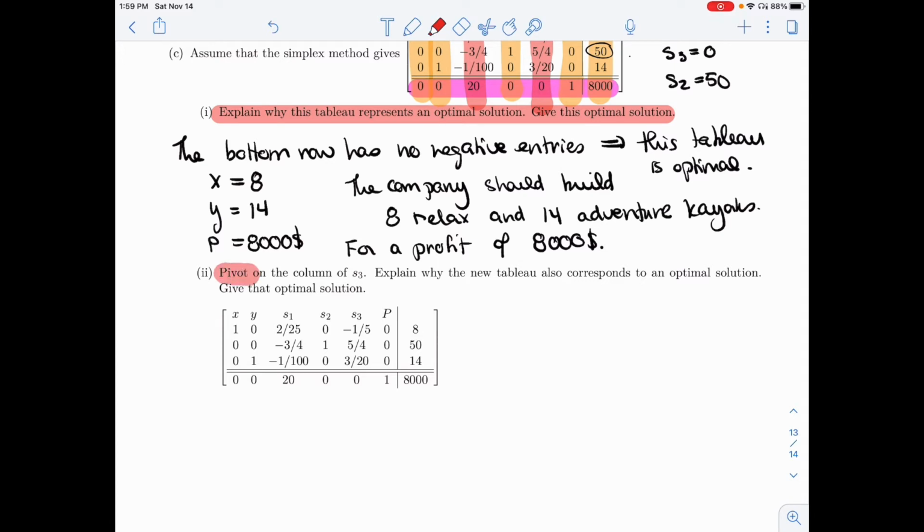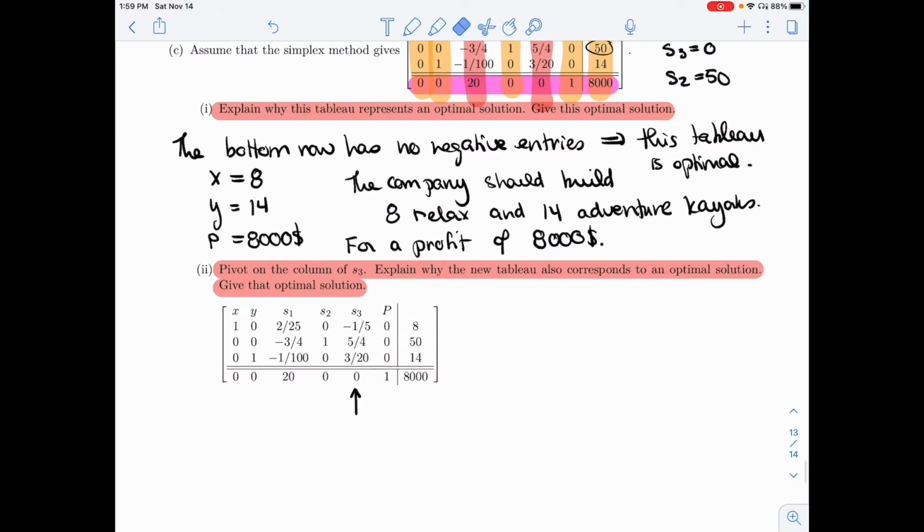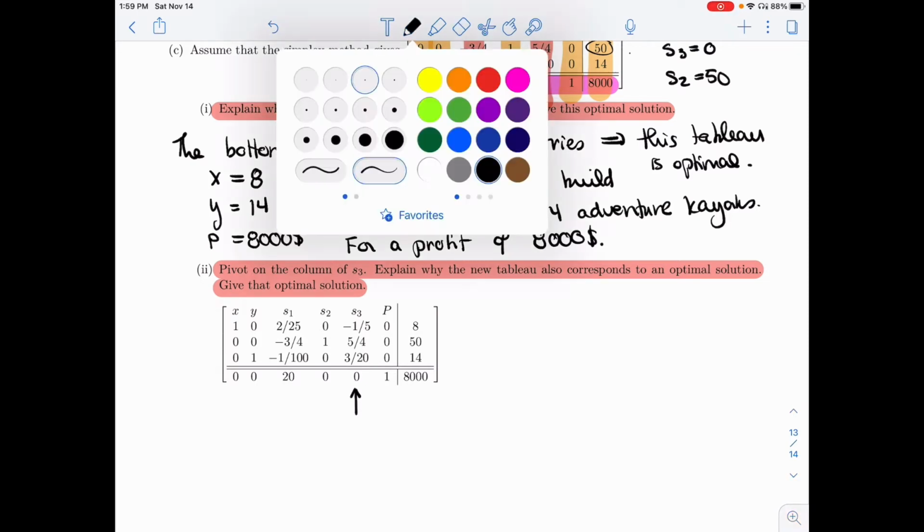All right, so we're asked to pivot on S3, and we claim that we're going to get a second optimal solution, and we're asked to give that optimal solution. All right, so I'm going to pivot on S3. It's not a negative entry here, but it's not a positive either. It's a 0, and that means that we're probably not going to change the bottom row when we pivot, and so we're not going to change the profit.